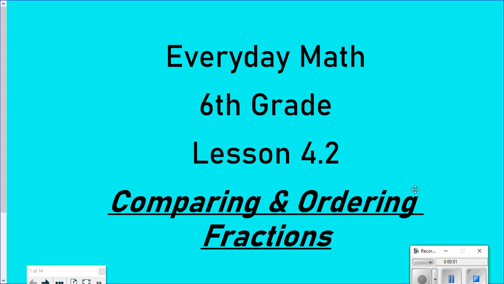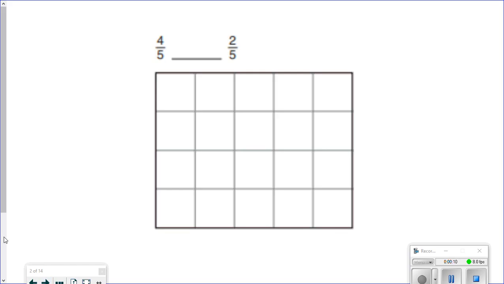Hello, sixth graders. Today we're comparing and ordering fractions, which means we have to find a common denominator. We have to make sure these fractions look the same. And then we're going to do the big Pac-Man or the alligator thing. We're either greater than, less than, or equal to.